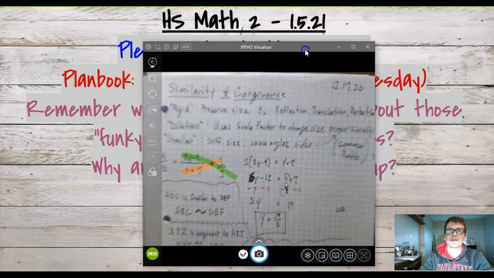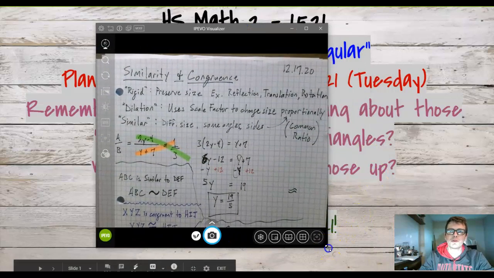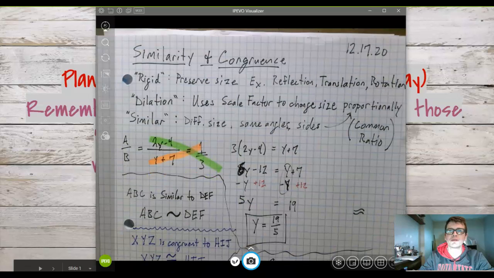So if we look at our notes from last time though, they probably say something like similarity and congruence. Who can tell me what we were doing and how we were setting up these ratios? Because I don't have the picture here to remember.